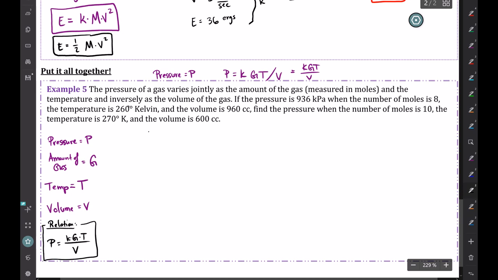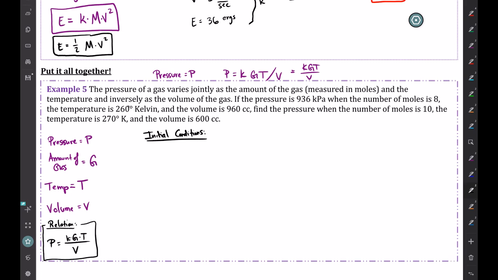Alright, now we want to write down some initial conditions so that we can find K. And we read the next sentence. It says that if the pressure is 936 kilopascals when the number of moles is 8 and the temperature is 260 degrees Kelvin and the volume is 960 cc's, find the pressure when the number of moles is 10 and the temperature is 270 and the volume is 600 cc's.